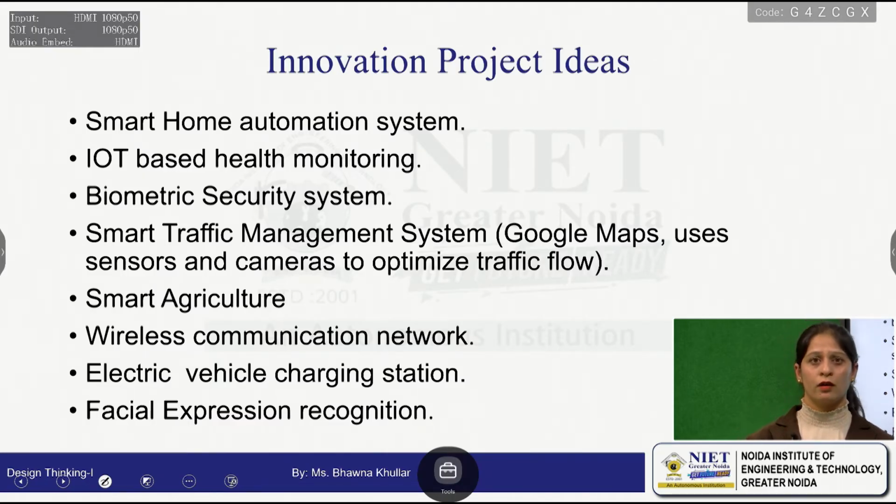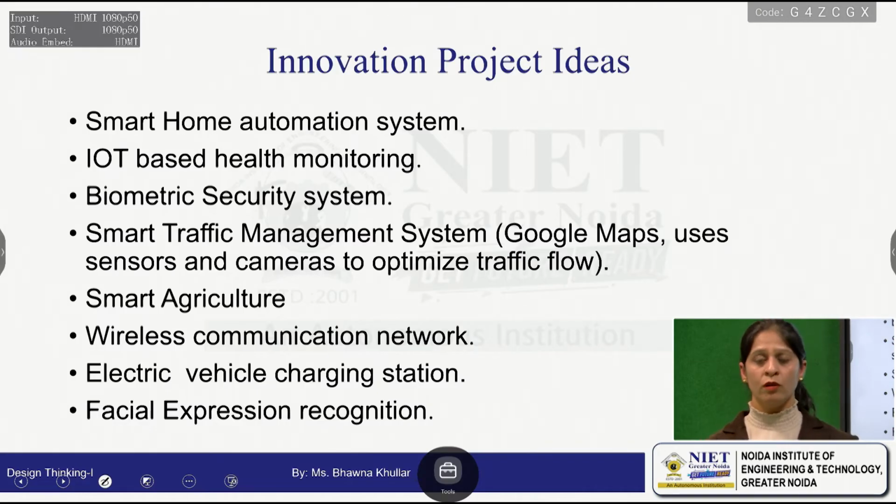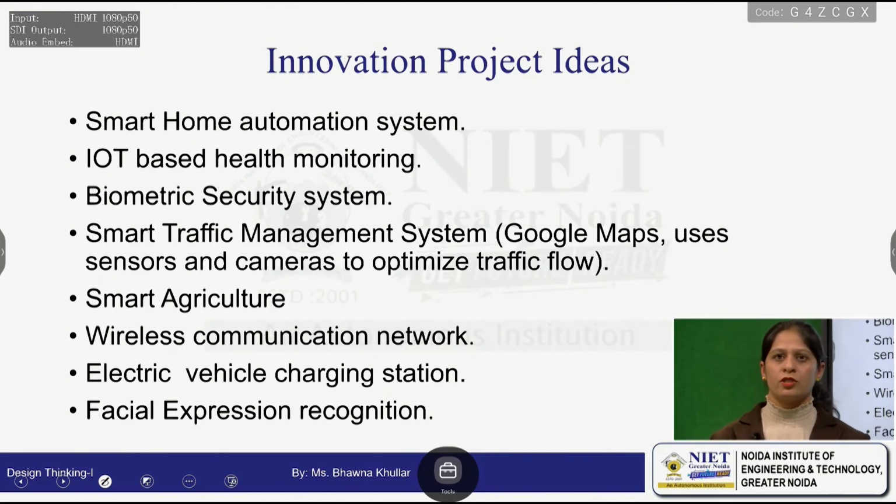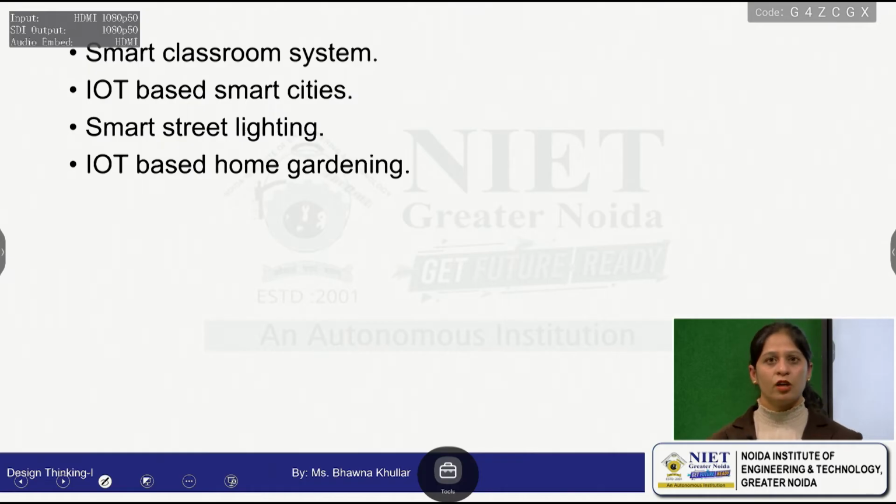You can know about the traffic from Google Maps also, and they can control traffic from their devices, from the apps also. Smart agriculture, wireless communication network, electric vehicle charging station, facial expression recognition. These are all new innovations. Innovation means something which gives benefit to the organization, to the government, to the business organization. Smart classroom system. Yes, we all know that we have smart classroom systems, PPTs and the smart board. IoT based smart cities, smart street lighting, IoT based home gardening.